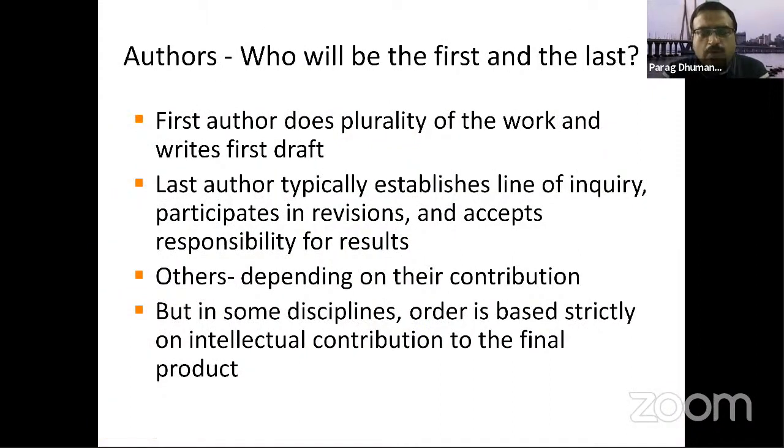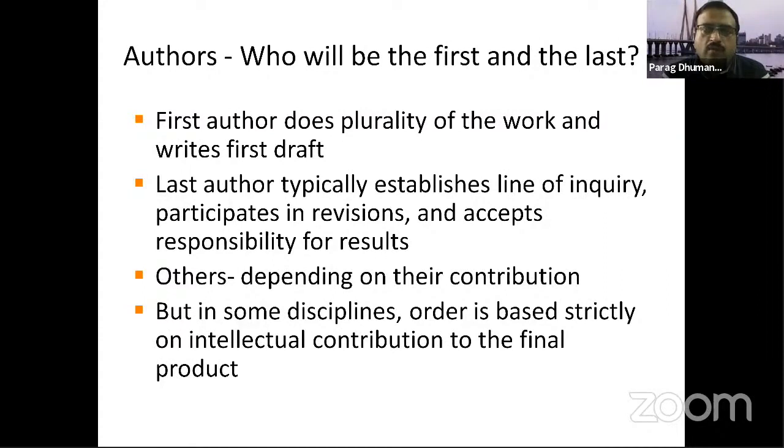So how to decide the authorship sequence? First author, he does the maximum of the work, he writes the draft. The last author is typically the one who establishes the line of inquiry. He is usually the HOD or the mentor in the whole group, and others depending on their contribution. But normally the first and second authors are the ones who get the maximum credit for the article.